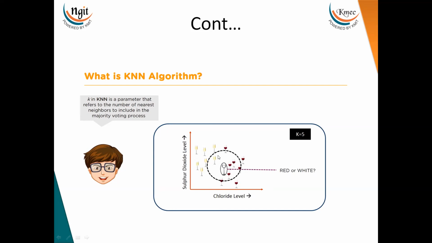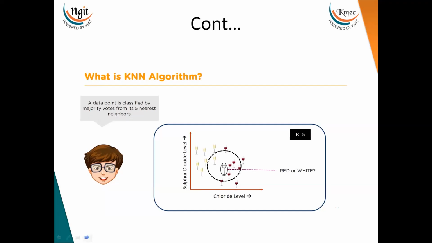And as you can see, most of the neighbors belong to which class? Red wine class. So we will say the new data point belongs to red wine, not to white wine. So accordingly, we have taken the decision. So we consider the neighbors, and whichever class most of the neighbors belong to, the new data point will also belong to the same class. In that way, the KNN algorithm works.